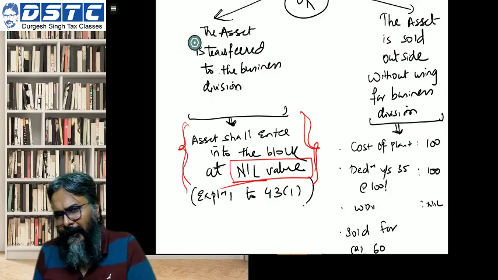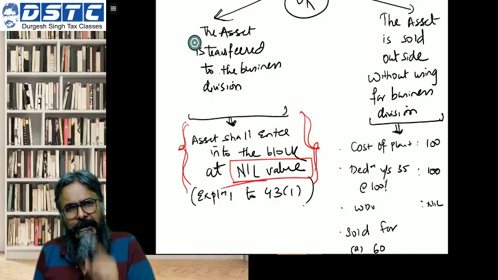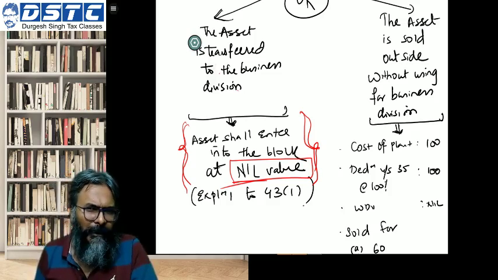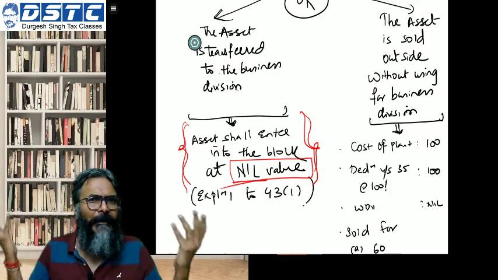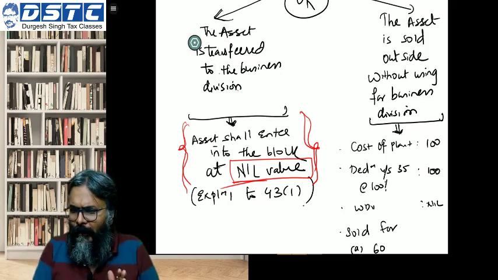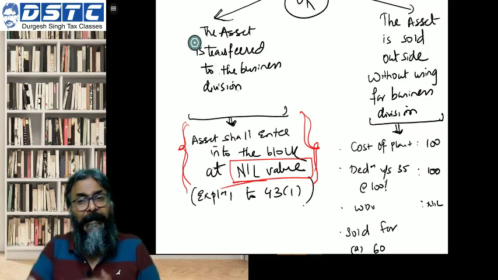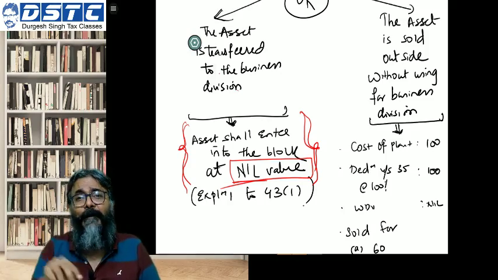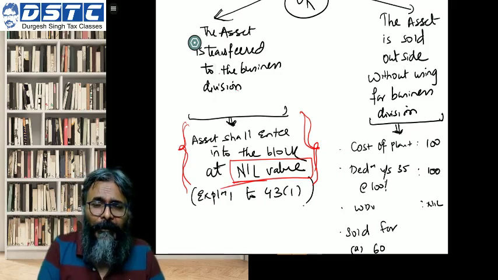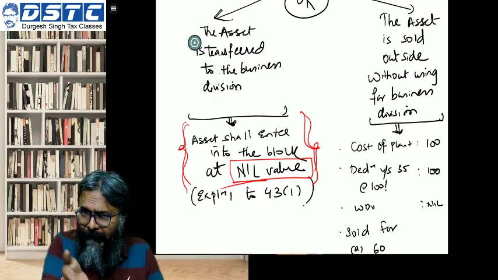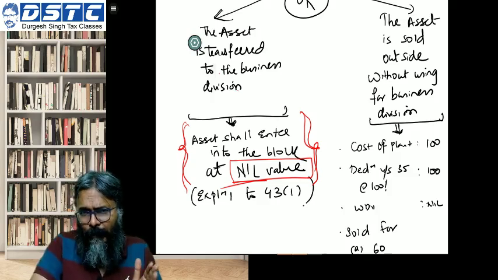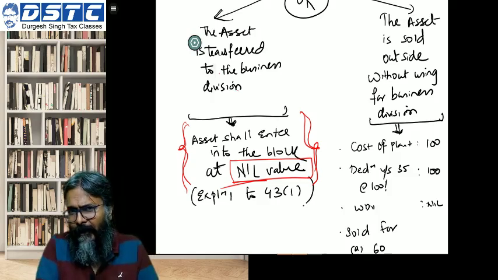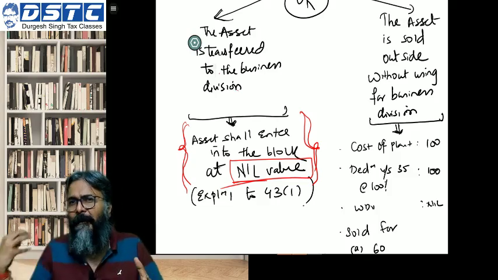To my business division, still I get a full deduction. When I shift my asset to the business division, still I'm getting a full deduction. No deemed income is there, and that is the reason why your asset will enter into the block at nil value. But in the case of 35 80, if you don't use it for that 8 years period and you use it for any other purpose, then your deduction will be taken away.